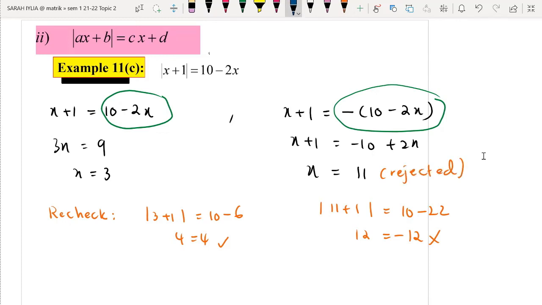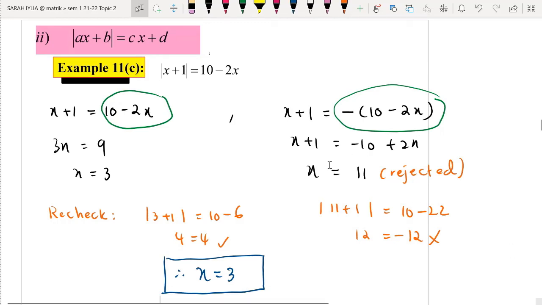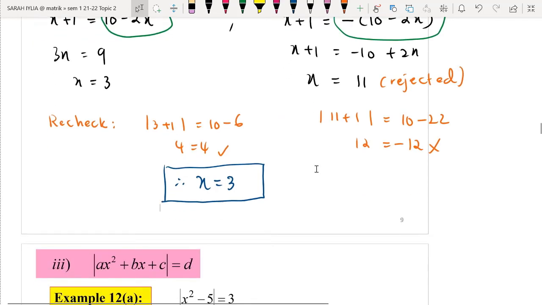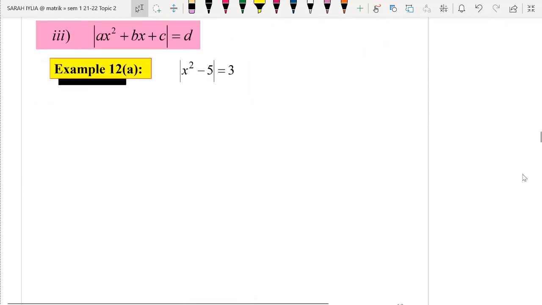Itulah pentingnya kita kena recheck jawapan. Sebab akan berlaku case yang kita kena reject jawapan. Berlaku satu kena reject ataupun dua-dua kita accept macam sebelum ni. Ataupun dua-dua kita kena reject. Bila masa dua-dua kena reject, kejap lagi kita jumpa case tu. Okay, kita masuk seterusnya. Example 12a.